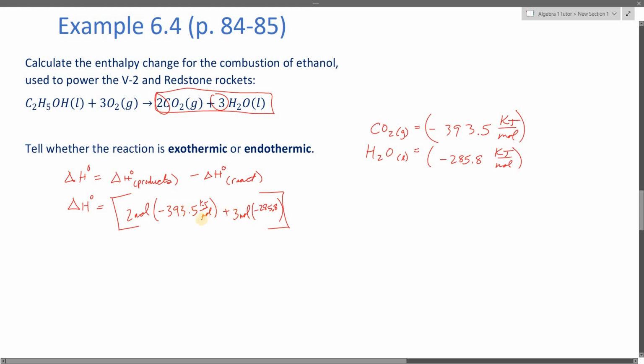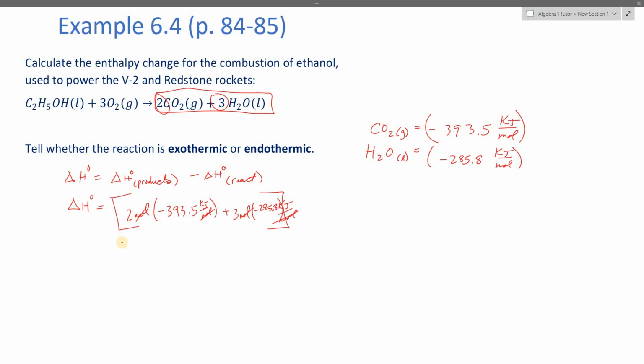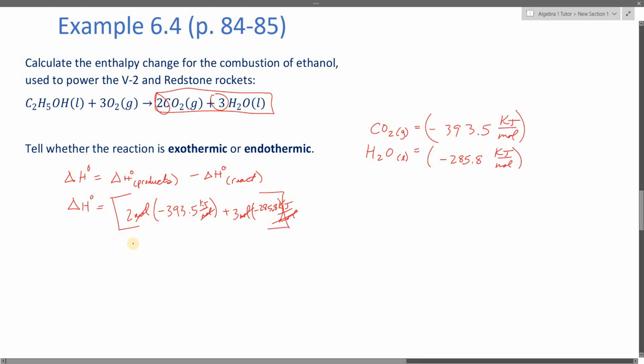You'll notice that the moles end up canceling, and this would also cancel with the kilojoules per mole. I'll try to scribble this in here. The moles end up canceling, and we're left with 2 values. All right, so calculator time. I'm going to multiply 2 times negative 393.5. That's going to give me negative 787.